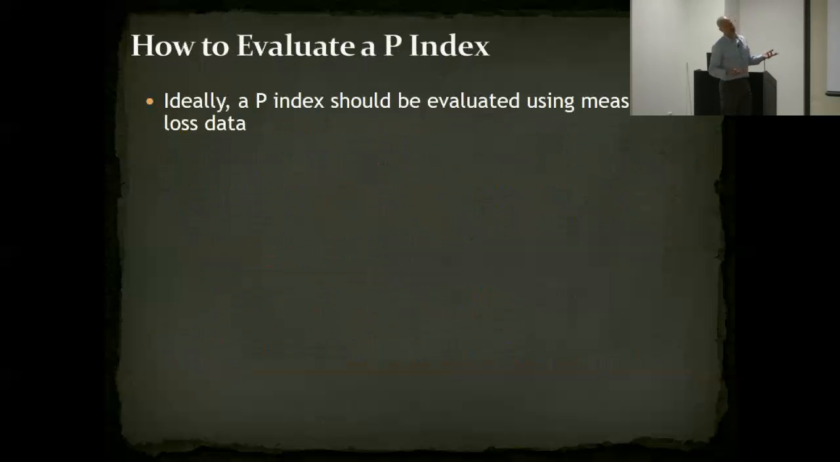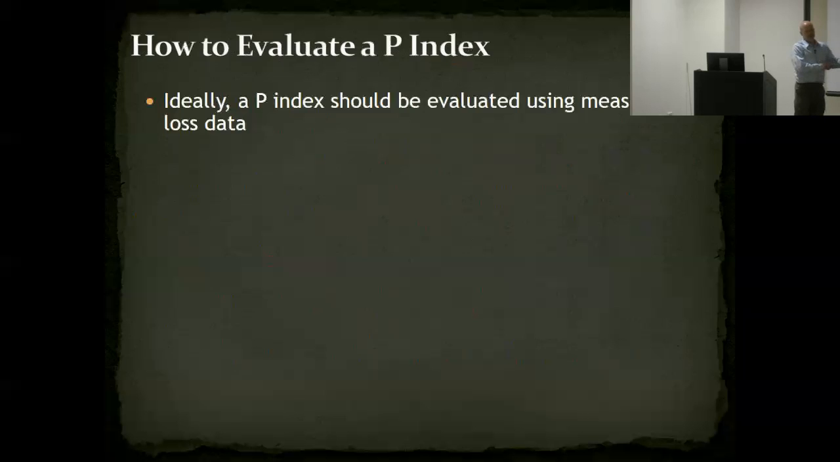So how would you evaluate a phosphorus index? Well, ideally, it'd be against measured data. You would have a bunch of sites, and you'd look at the risk. So the idea of the phosphorus index is to evaluate the risk of phosphorus loss from that field, given your management conditions, the crop you're growing, and how you're managing the field.